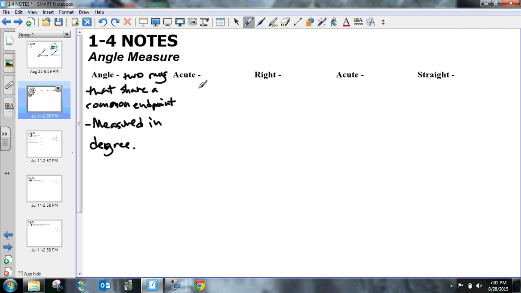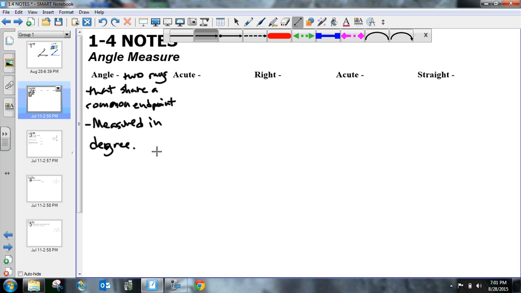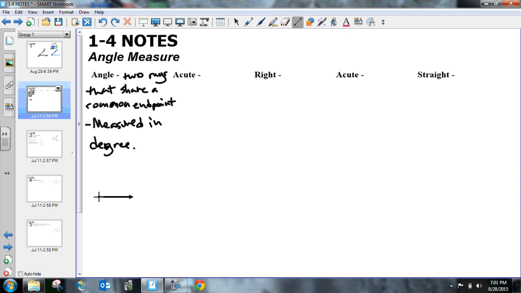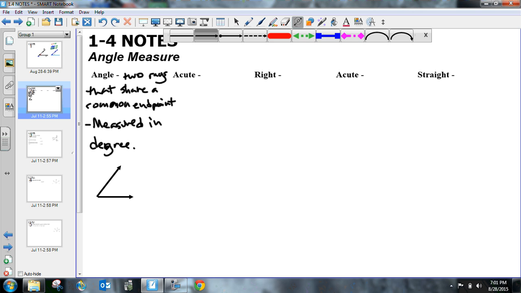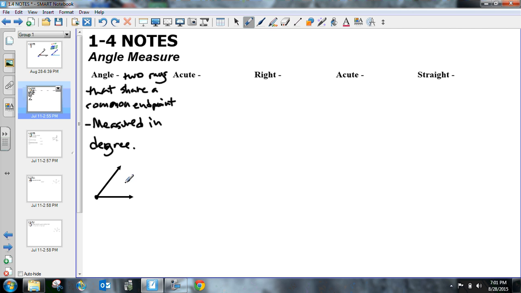Okay. And so I just want to draw a quick picture of just a generic angle measure. And what I'm going to do is just put a block there. I do want to denote, guys, that this is the vertex.